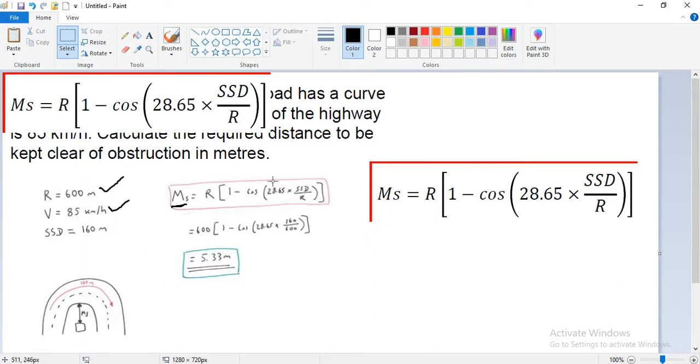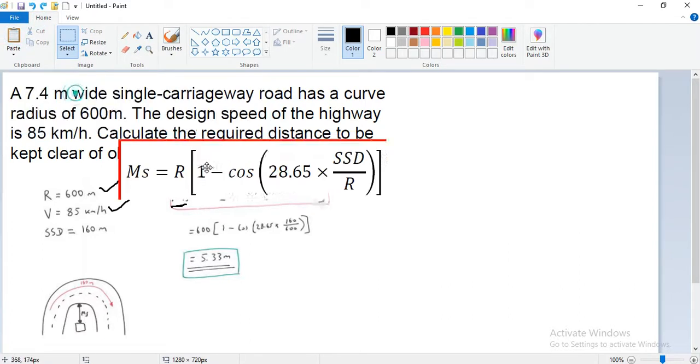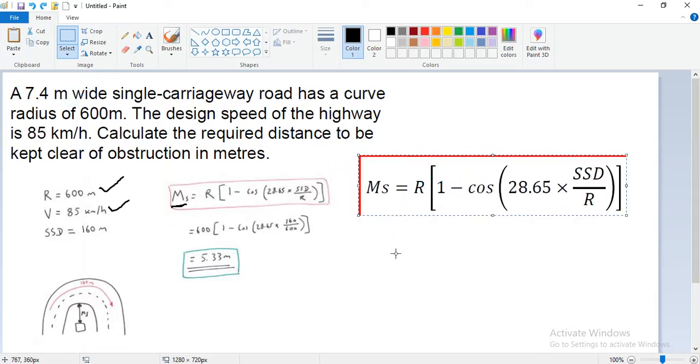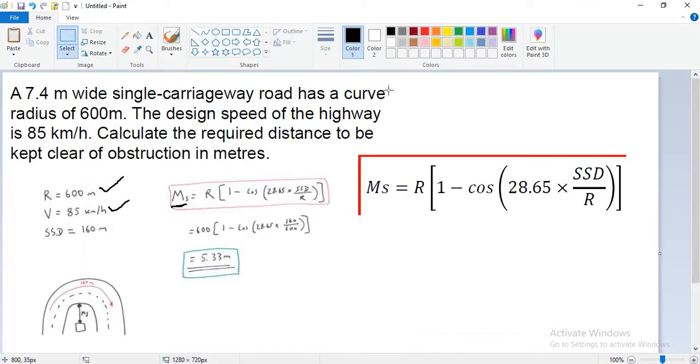So now we will find, from our question, and solve this problem. Here in our question, a single carriageway highway has a bend curve of radius 180 meter. So the radius R is 180 meter.